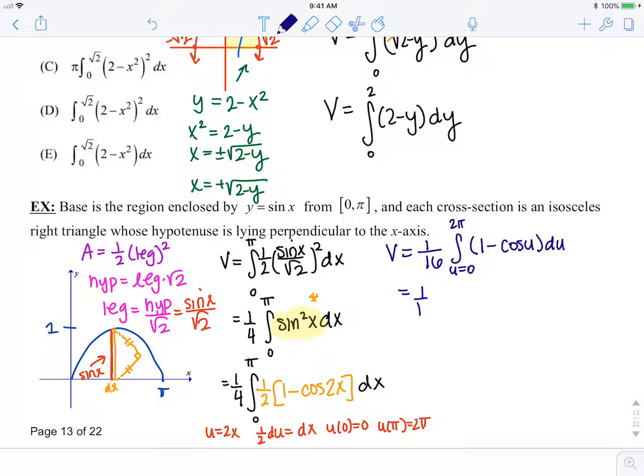That equals 1/16 u minus sine u from 0 to 2 pi. So that's equal to 1/16 times 2 pi minus sine of 2 pi. So that becomes pi over 8 units cubed.